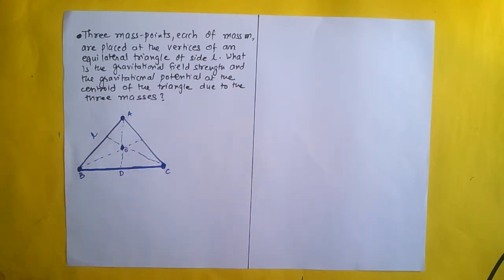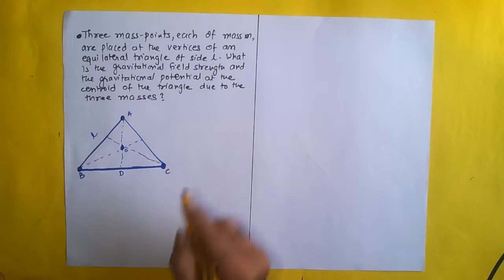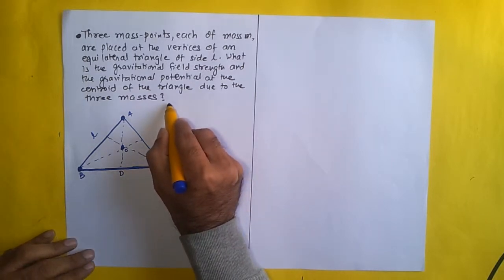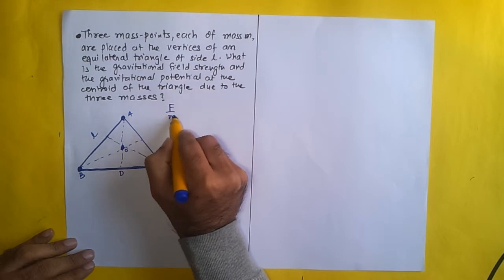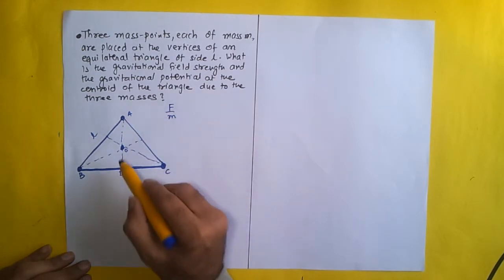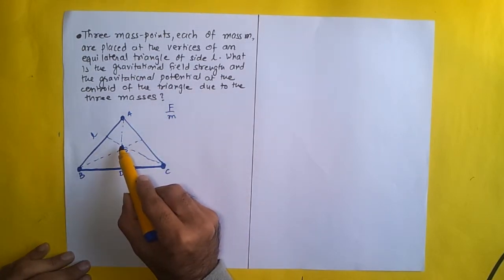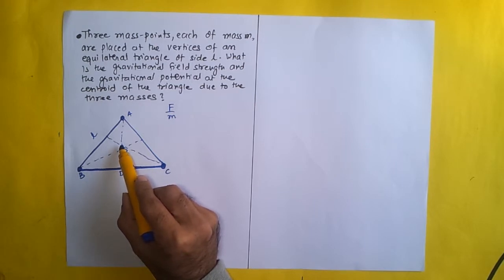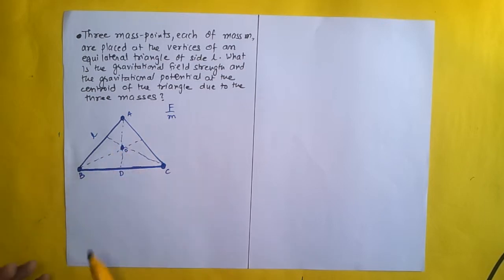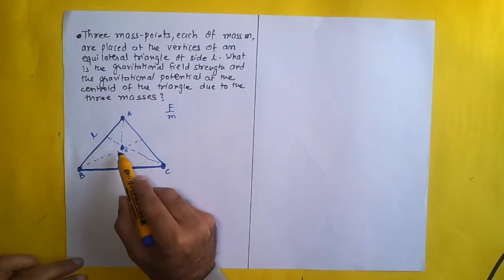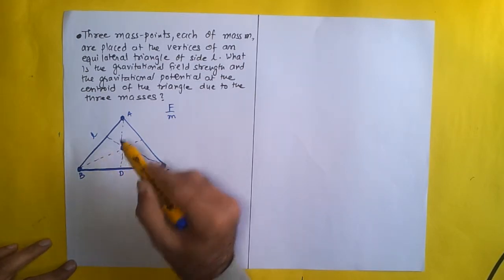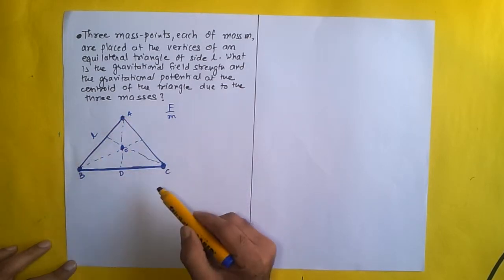Let us begin with the gravitational field strength. Gravitational field strength we know is F by m, the force acting per unit mass. So I want to find out what will be the force acting on a mass over here. Now the force that will act on any mass over here will be because of these three masses A, B, and C. So I will have to find out the net effect of these forces.